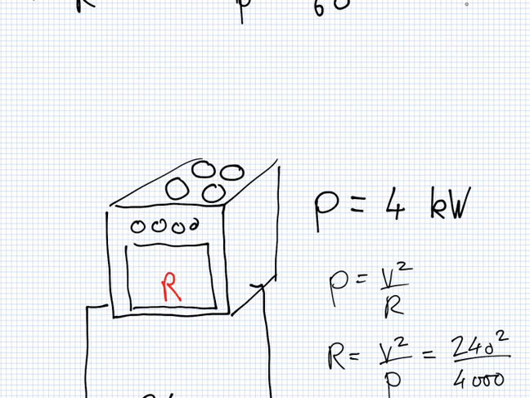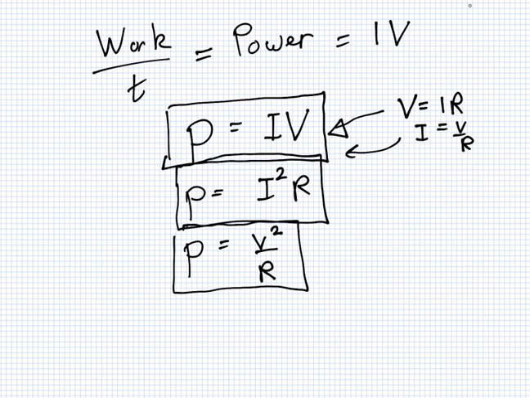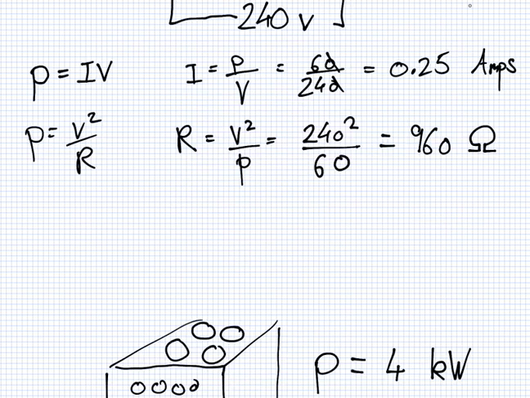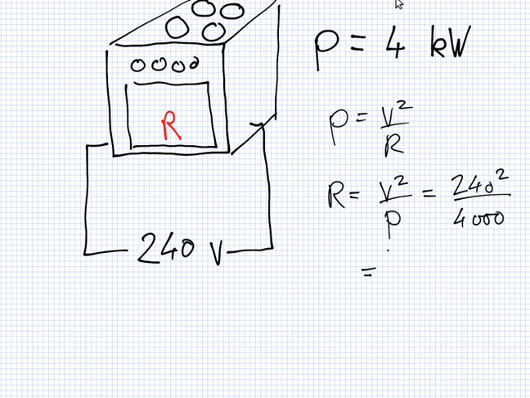Okay. That's using which formula now? That last one, isn't it? So you can say V squared over R. So R is V squared over P. Sorry, 14.4, is it? Almost. Okay. Now, we just need to talk a little bit about electricity companies.